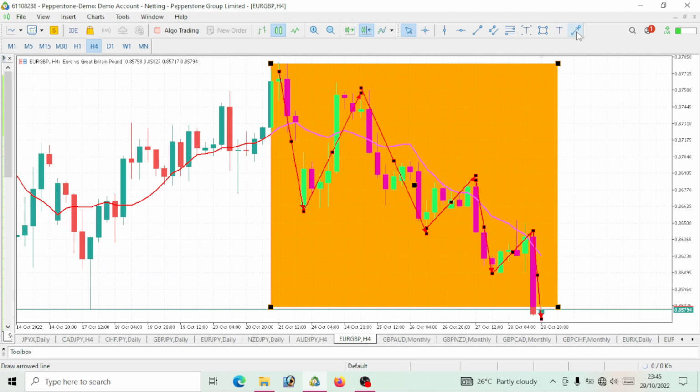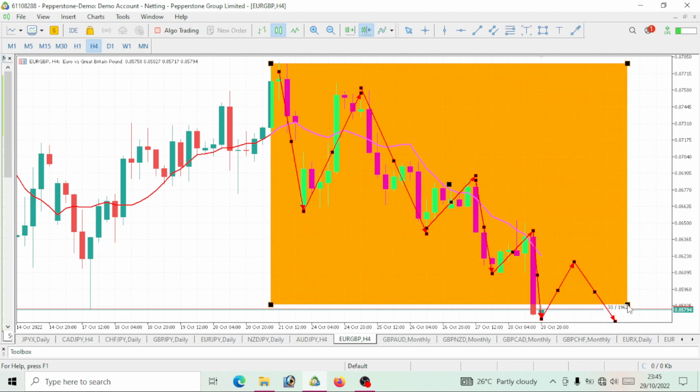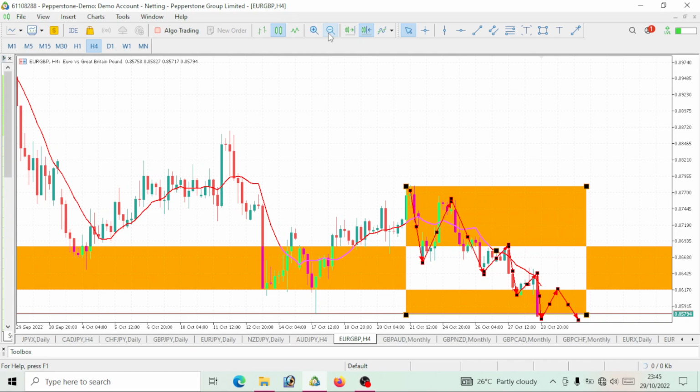So maybe once a pullback has happened on the 4 hour time frame, like the lower highs, then you can enter to short this Euro GBP. So it depends on how you want to place the trade, though. So from the monthly time frame down to our 4 hour time frame, it is on a bearish move. So it is still an indication that you are still on a bearish move.